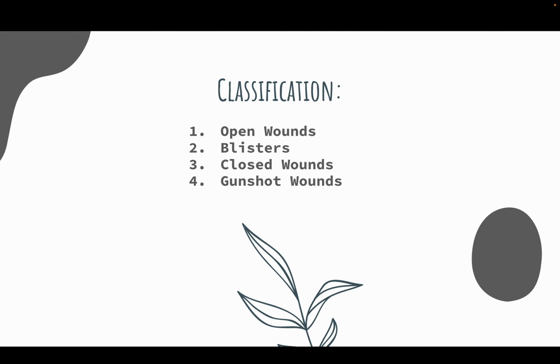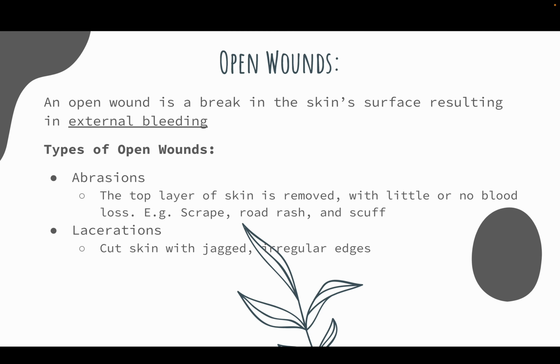Other wounds: open wounds and blisters, closed wounds, and gunshot wounds. An open wound is a break in the skin surface resulting in external bleeding. Types of open wounds include abrasions, where the top layer of the skin is removed with little or no blood loss. Examples are a scrape, road rash, and scuff. Lacerations include cut skin with jagged and irregular edges.